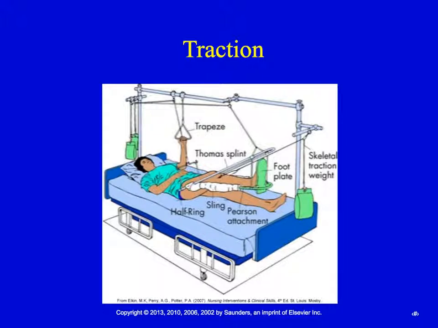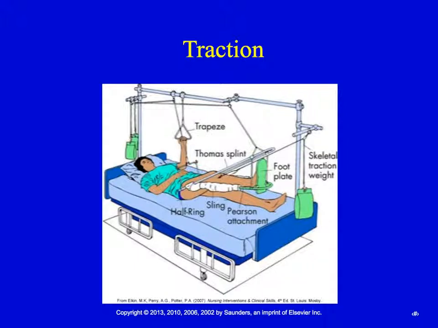Couple different types of tractions. Buck's traction is one of them, and it's called a skin traction. Buck's traction is skin traction. It's the use of a Velcro boot. It's like a halter, and it's usually fixated on the affected leg. So it's external. A Velcro halter or belt is secured to the patient's affected leg, and that is connected to a skeletal traction weight.